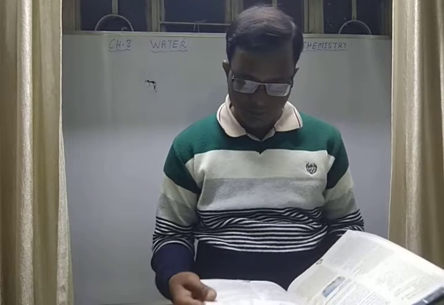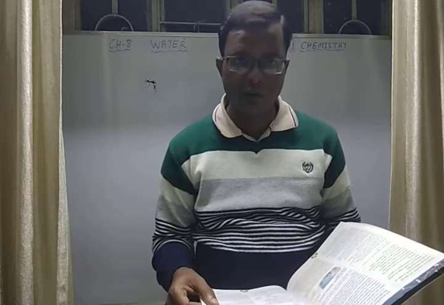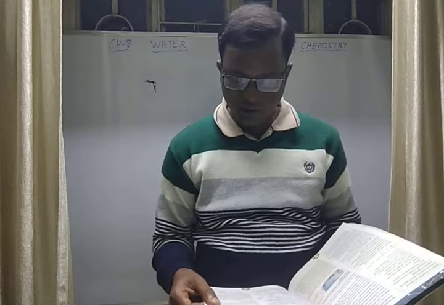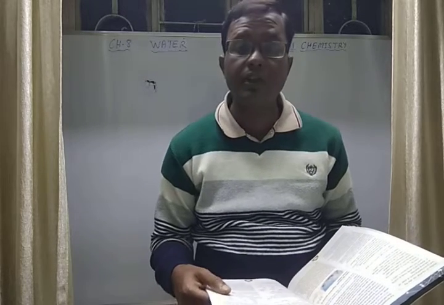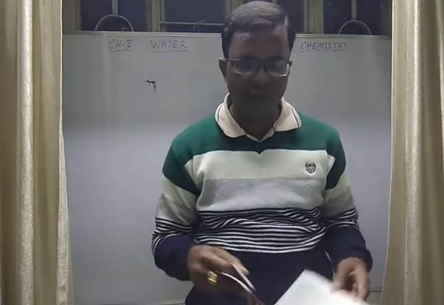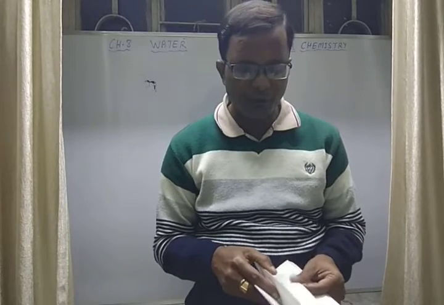So when potassium reacts with cold water, it gives potassium hydroxide with the liberation of hydrogen gas. It's 2K + 2H2O gives 2KOH + H2. Okay.